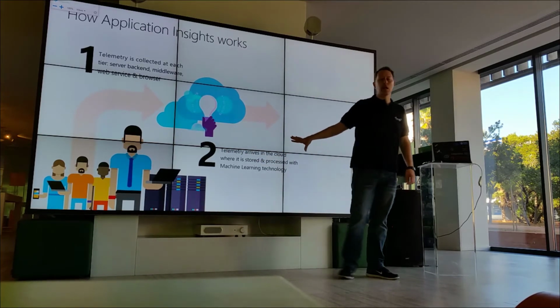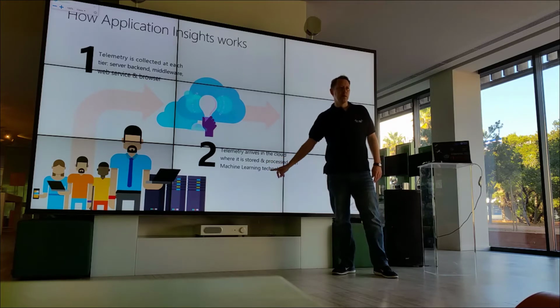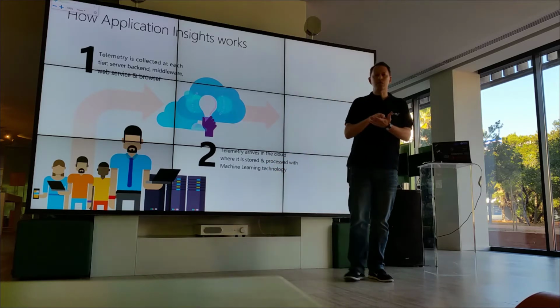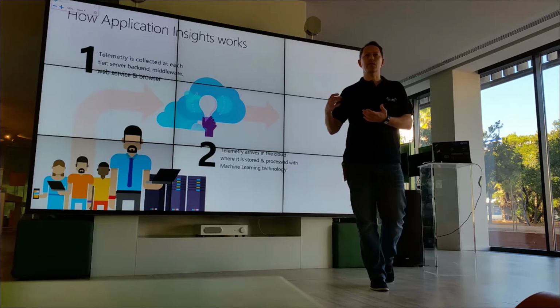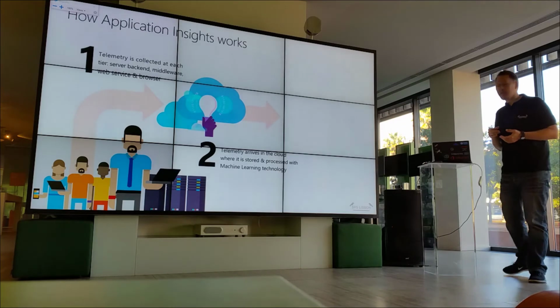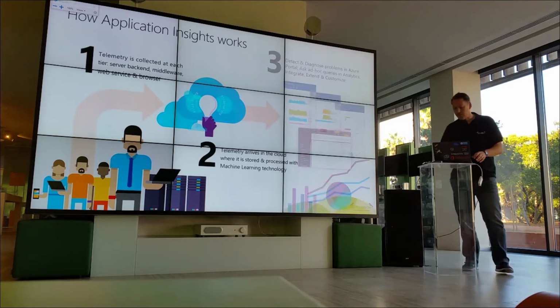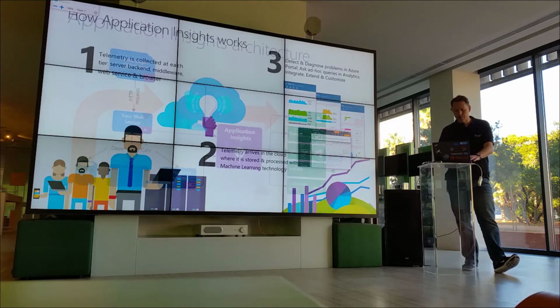So the data is in the cloud, and what you see here is that the data is processed with machine learning. Microsoft, the cloud service, takes that data and summarizes it. It sees what kind of errors happen and whether it can summarize them. We can also configure that in Application Insights. Let's have a look at that a little bit later. And then we have various tools to work with that data. There's very powerful analytics in here, and we'll come to that.